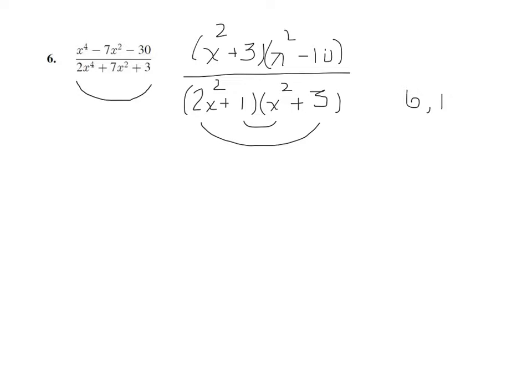So now the question is, does anything cancel? And as a matter of fact, we see that the x squared plus 3 cancels the x squared plus 3 on the bottom. And therefore, we end up with just x squared minus 10 on top and 2x squared plus 1 on bottom. No more canceling can be done because of the addition in the numerator and denominator.